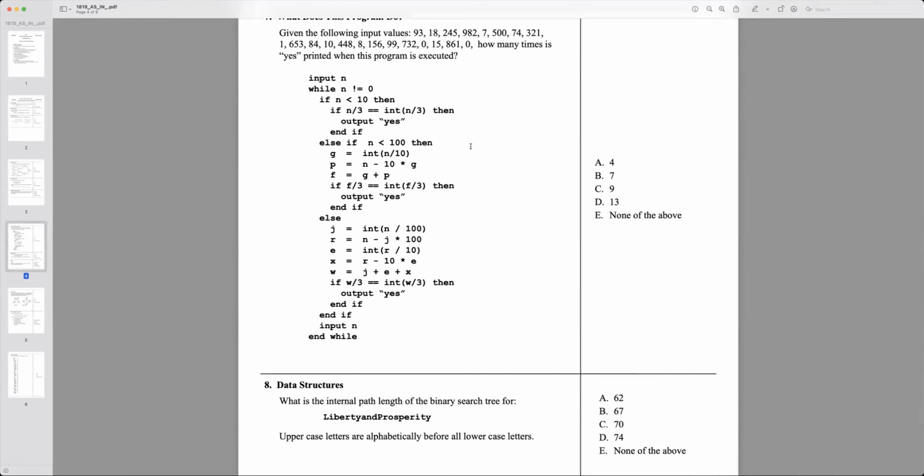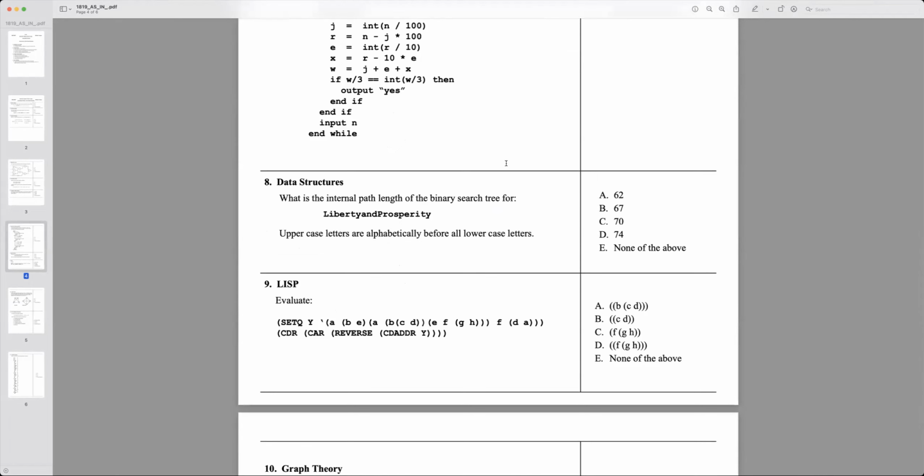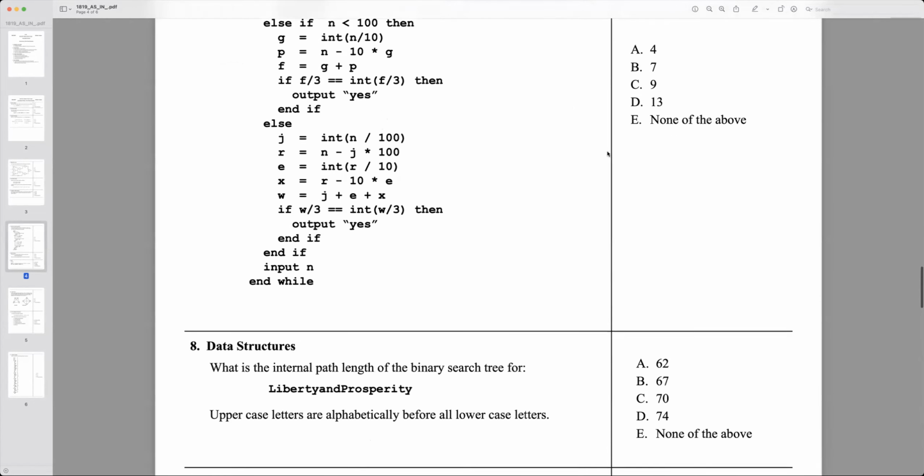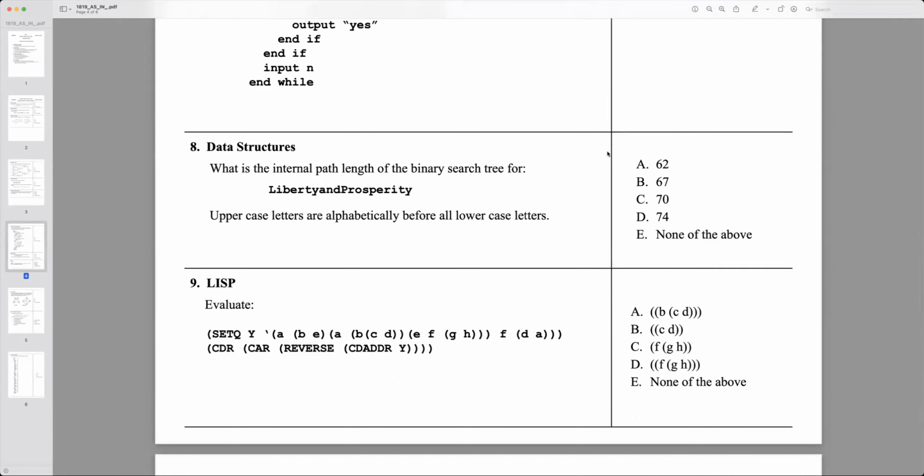I'm going to skip 7 for now because I'm assuming you guys know how to run a while loop and stuff, and I feel like the other ones are a bit more confusing, so I want to go over the more confusing ones first. So let's start. Number 8 is asking for the internal path length of the binary search tree, and all the uppercase letters are technically before lowercase.